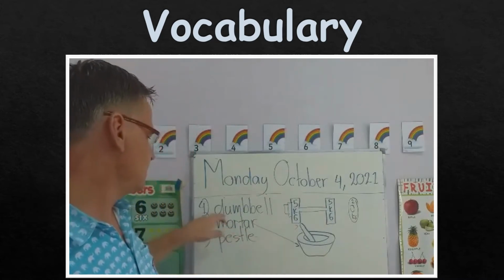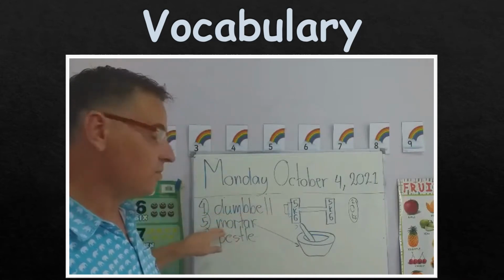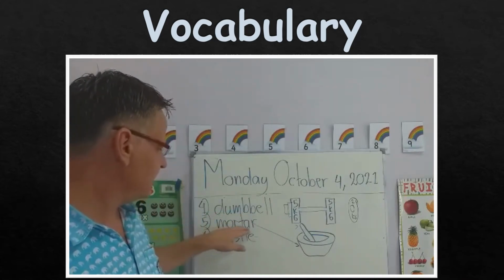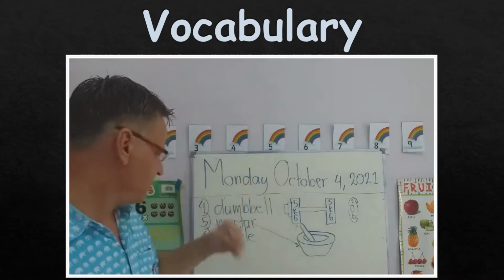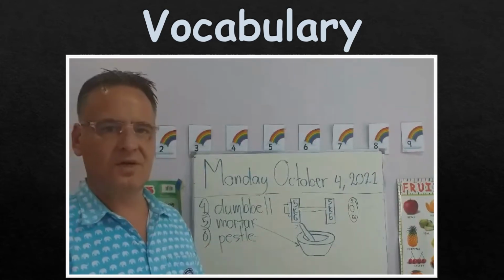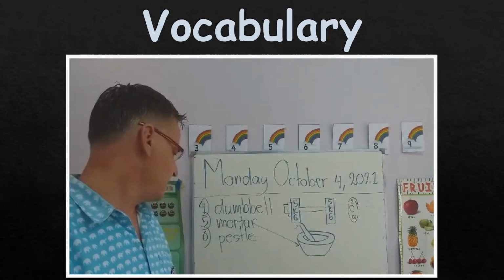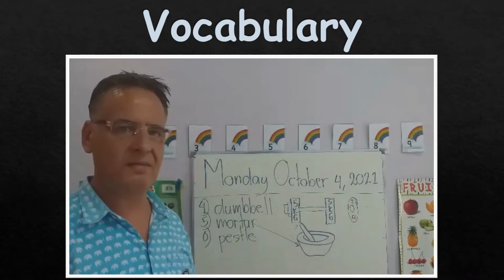Okay, so dumbbell, D-U-M-B-B-E-L-L, mortar, M-O-R-T-A-R, and pestle, the one that you use to pound with, P-E-S-T-L-E. Good, that's the vocabulary for today. Let's have a look at our lesson. Please get your mathematics books.